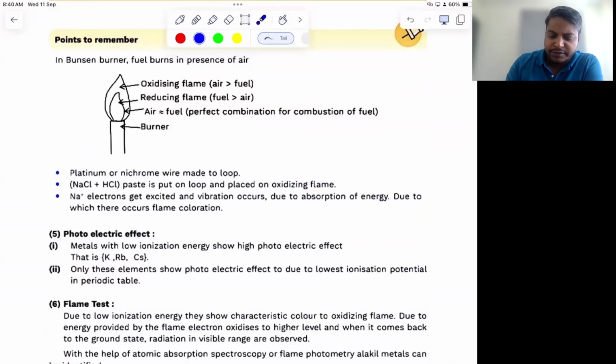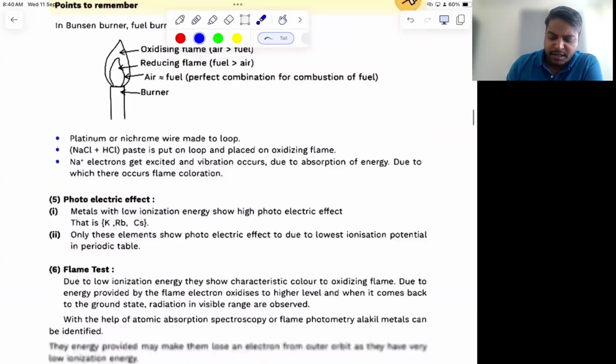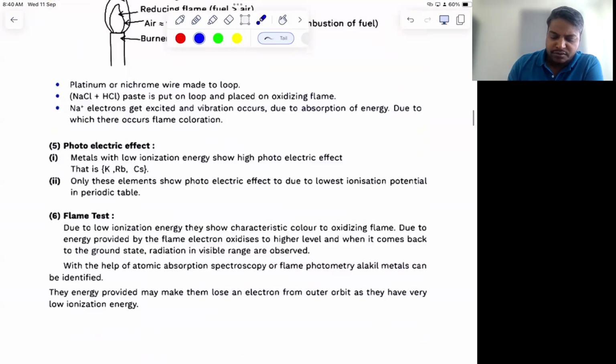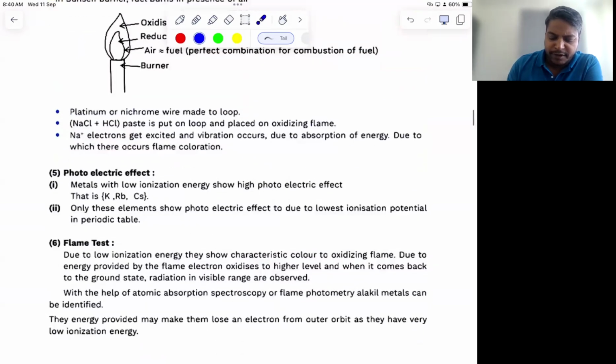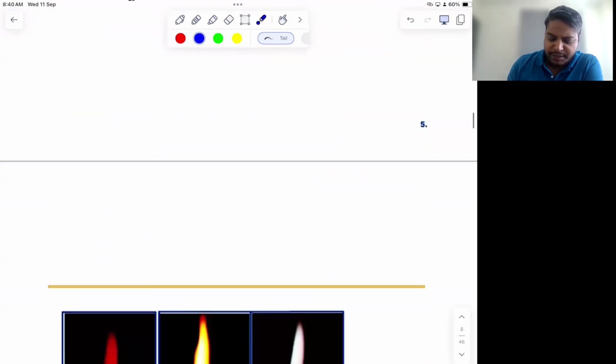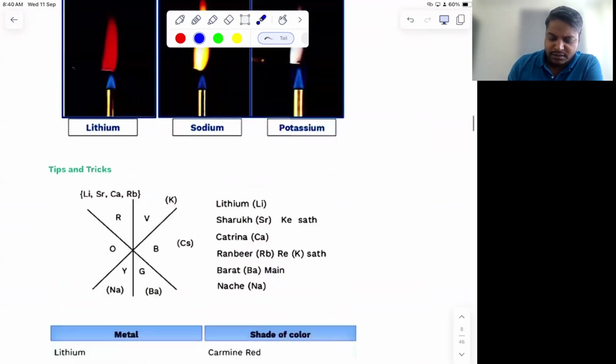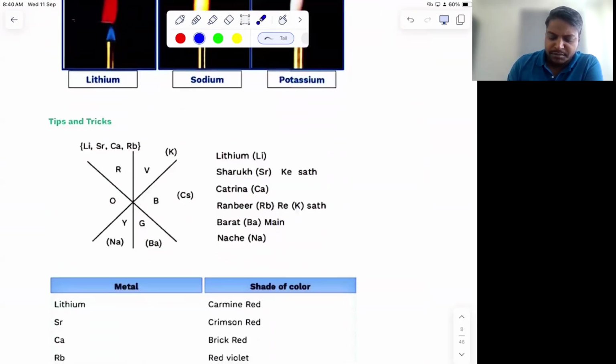Usually whenever we have a Bunsen burner, you know that this is the oxidizing flame where air is more, fuel is less. Here, fuel is more, air is less, that is the reducing flame. And when it comes to the flame test, you will see respective colors observed in these cases. So I would suggest remember this way: lithium, then strontium, calcium, rubidium, potassium will be the same, barium and sodium.